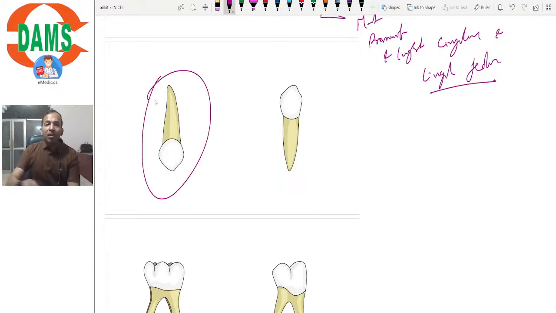Maxillary canine more prominent, all the features are more prominent as compared to the mandibular canine. Also the root length and the crown length is greater. यहाँ पर सभी फीचर्स maxillary canine में ही ग्रेट होंगे, चाहे वो crown length हो, चाहे root length हो, चाहे the entire tooth हो. All the lengths are greater in the maxillary canine.